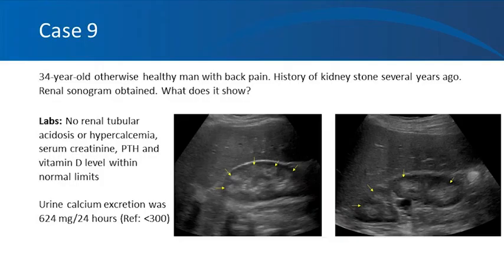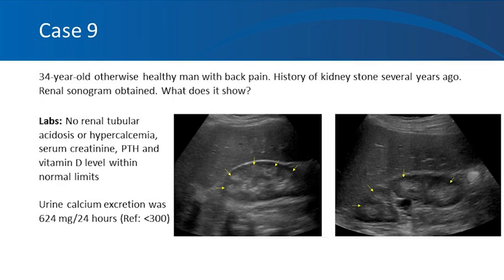The last case, here we have a 34-year-old otherwise healthy man who complains of back pain, and he had a history of kidney stone several years ago. We obtained a renal sonogram. So what does it show? What do these arrows point to? The medullary pyramids, which are normally supposed to be anechoic or hypoechoic, here appear very prominent and hyperechoic. See? So these represent medullary nephrocalcinosis.